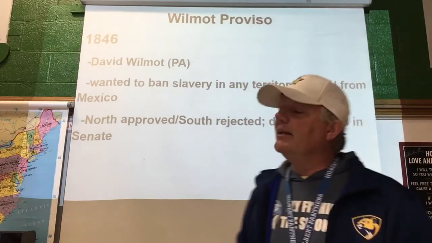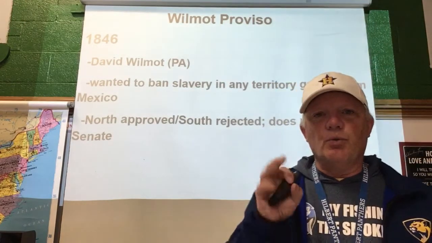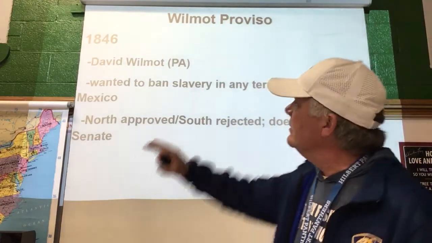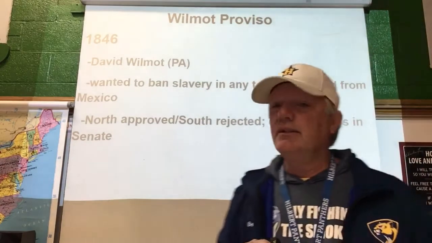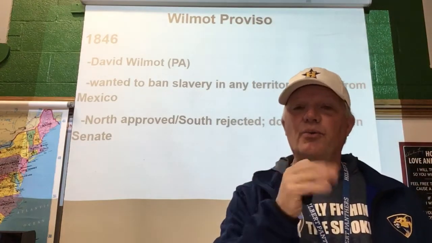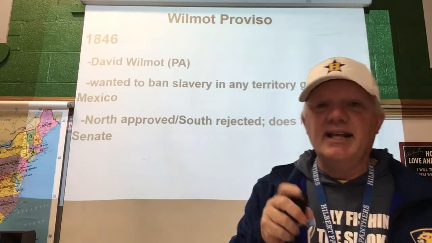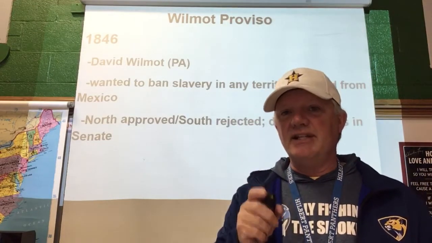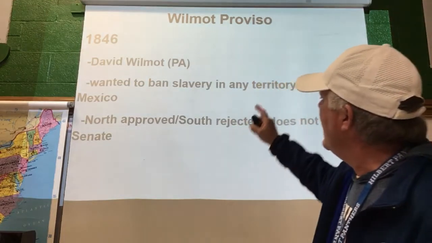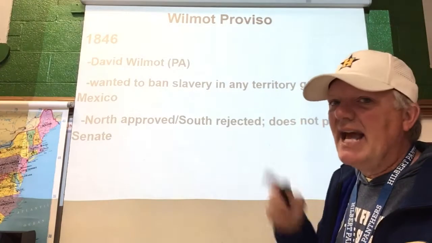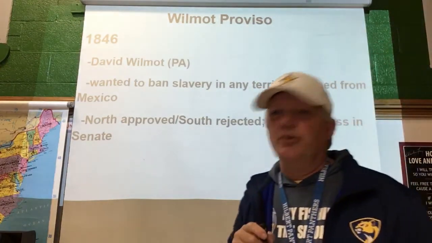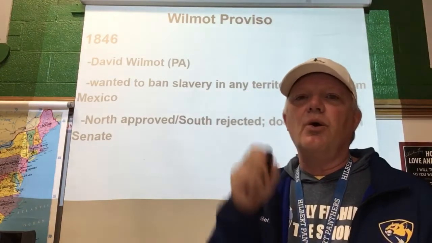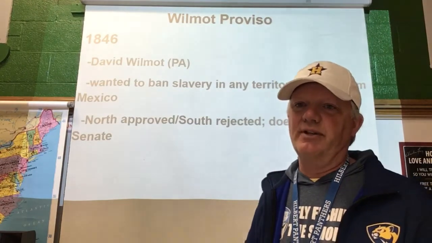And then a gentleman by the name of David Wilmot, he was a representative from Pennsylvania. The year is 1846. We're getting ready to maybe go to war with Mexico. And he gets up in Congress and he states, hey, we want to ban slavery in any land that we're about to win from Mexico. If we win any land from Mexico, we must ban slavery there.